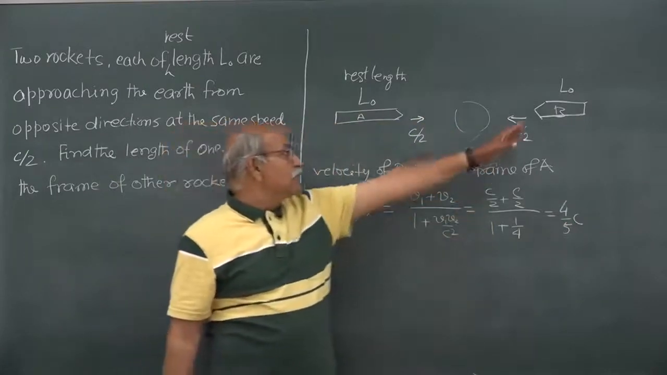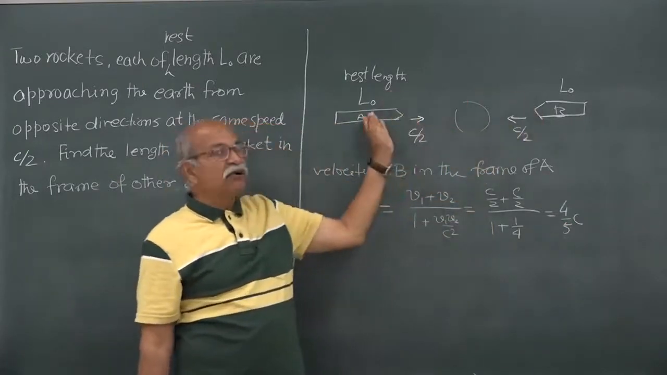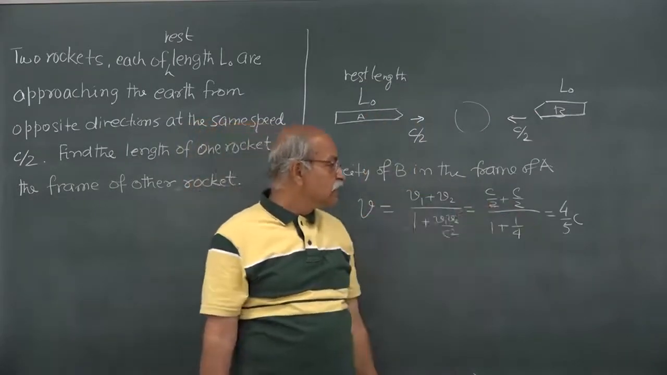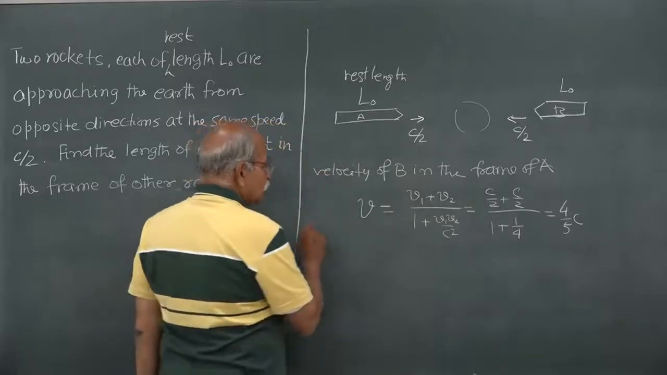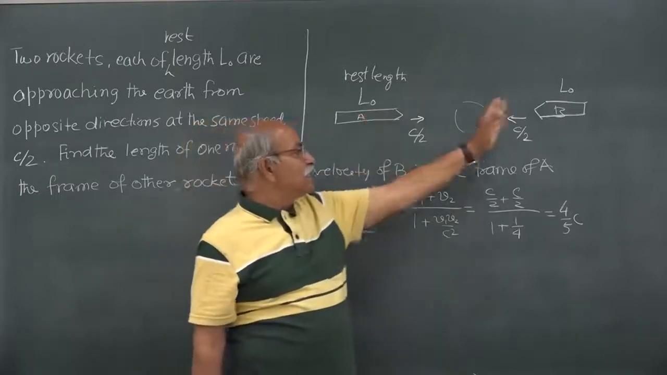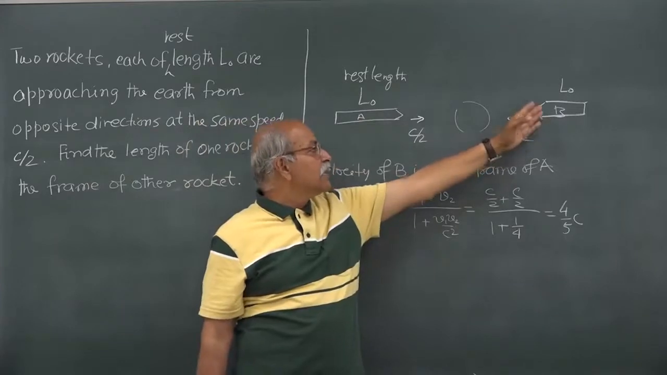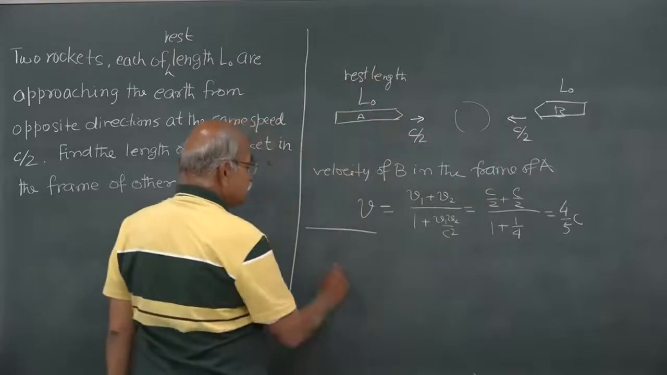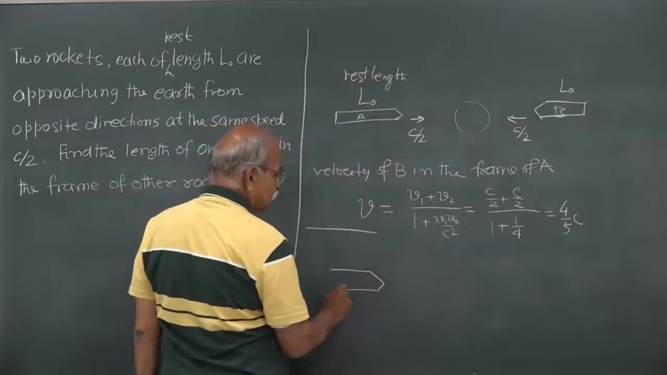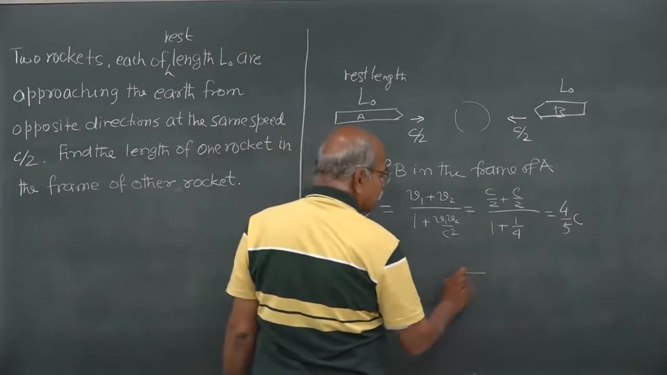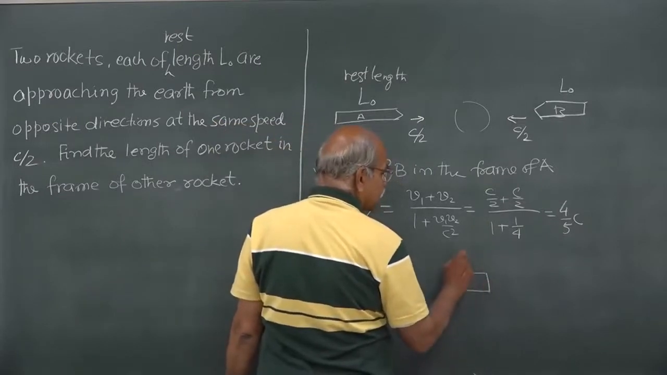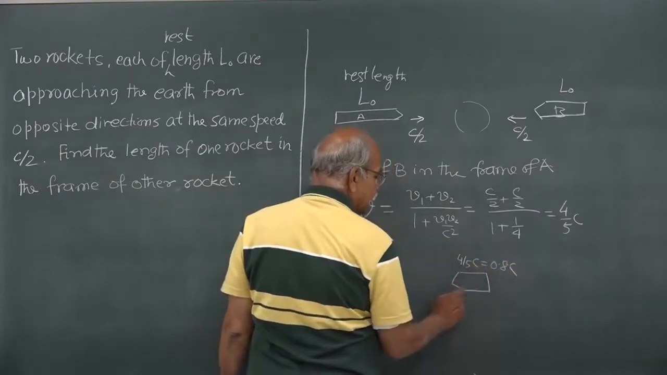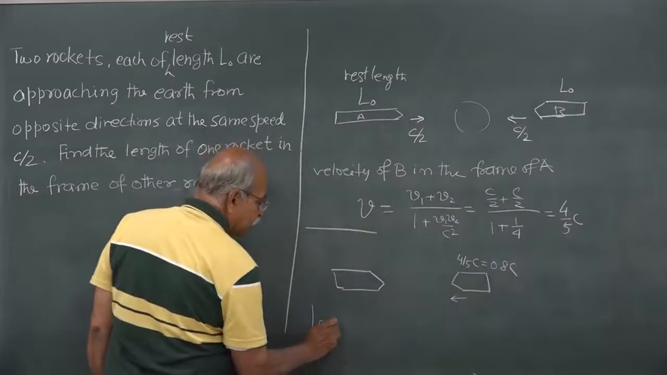So, speed of this rocket in the frame of this rocket will be 4 by 5 c according to Lorentz transformation. Now, you can work out what will be the length of this rocket as measured in this frame, because now we are talking from this frame, and from this rocket frame, the other rocket is moving at a speed 4 by 5 c, that is 0.8 c, it is moving like this, and therefore, the length should be contracted.